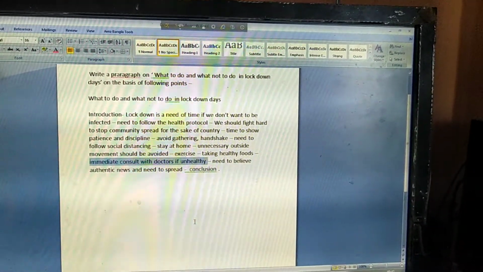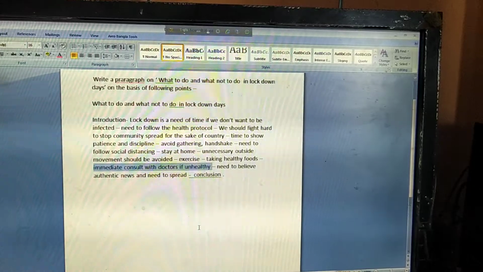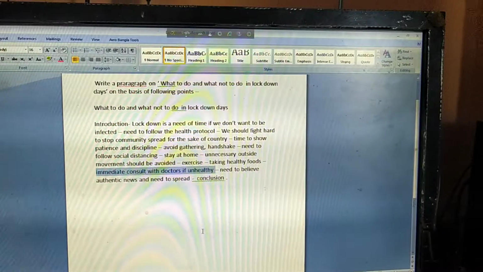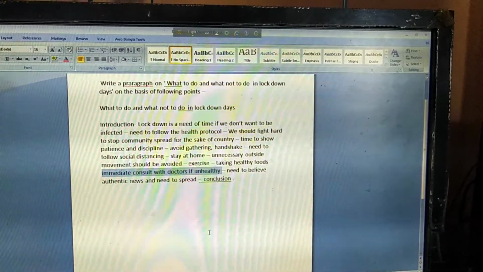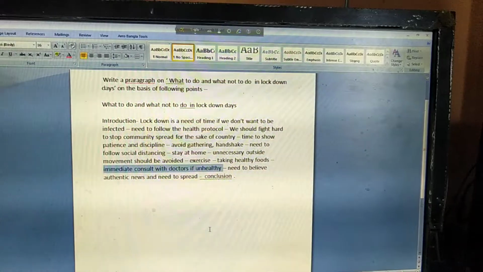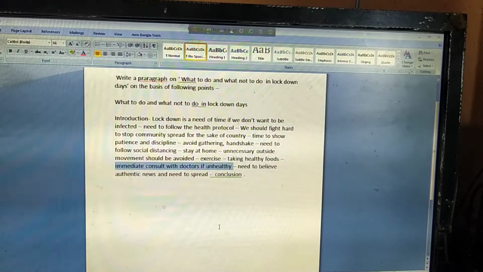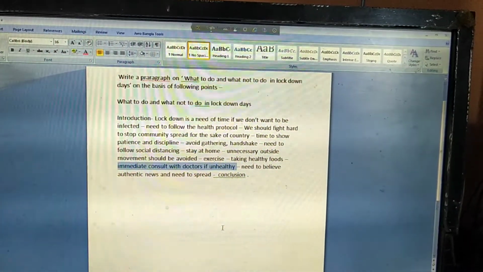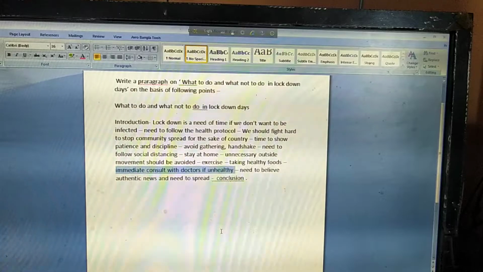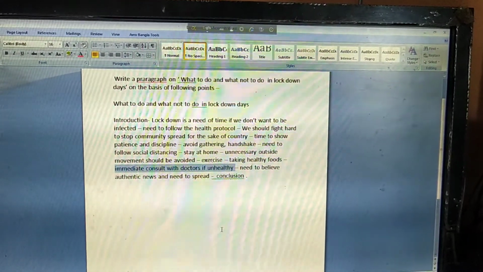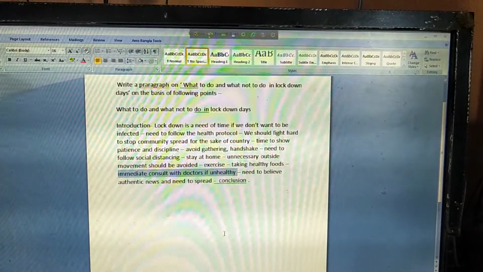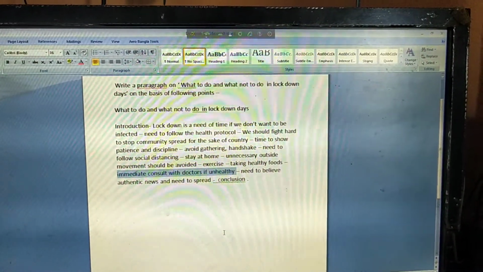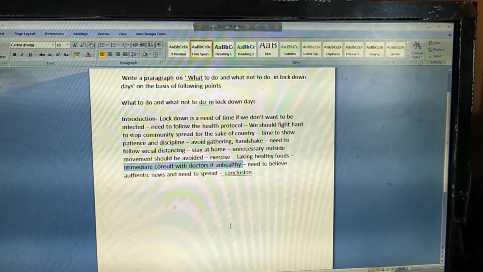And also, we need to believe in authentic news and need to spread it also, because on WhatsApp and social media, lots of videos and lots of news are coming which are false and which are creating panic. Those things should not be spread. If only we know the authentic source, we should only spread that. It is very important. And also, we need to verify the news and take the news from an authentic source.